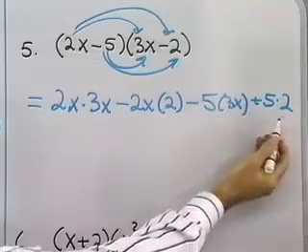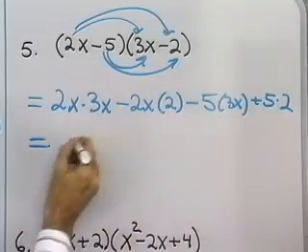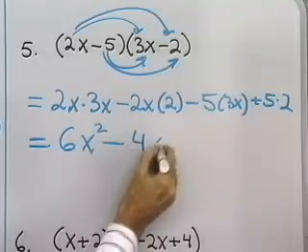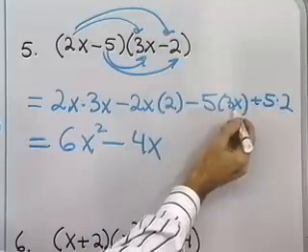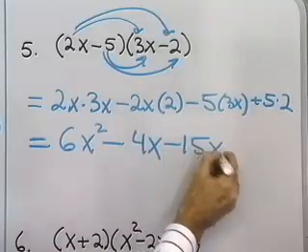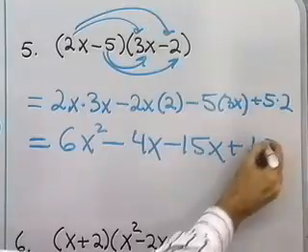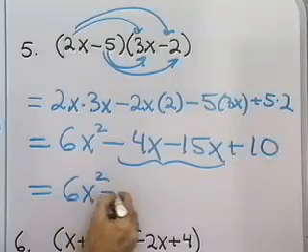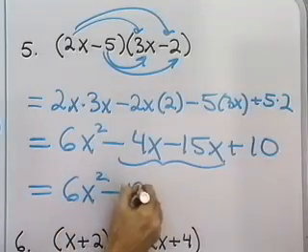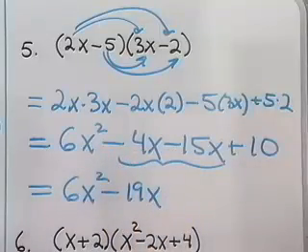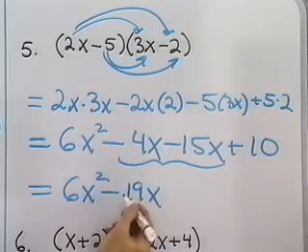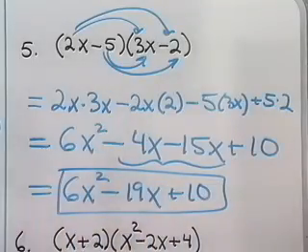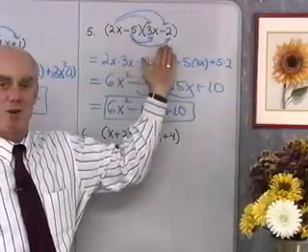First, outside, inside, last. 2x times 3x, 6x to the second. Minus 2x times 2, 4x. Minus 5 times 3x, that'll be minus 15x, and 5 times 2 is 10. Again, I have two similar terms right here. So I have 6x squared minus 4x, and 15x is 19x. And I'm adding two numbers with the same signs, two negative numbers, so the answer is negative, plus 10. So there, this trinomial is the product of these two binomials right here.